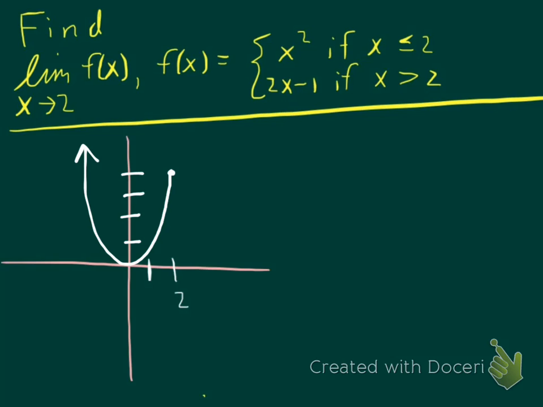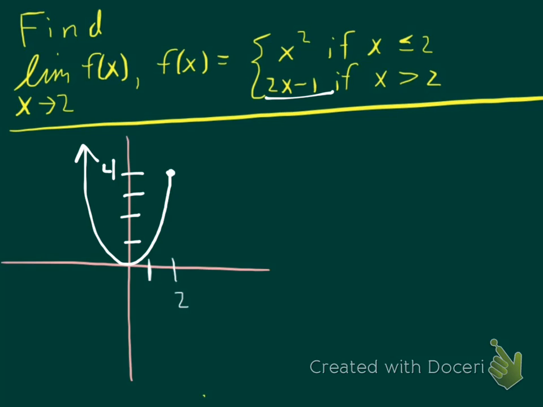Okay, and right here is the connecting point at x equals 2 and y equals 4, so we keep that in mind. And then when x is greater than 2, we have this curve that's a line, 2x minus 1. If you plugged in 2, you'd get 3.